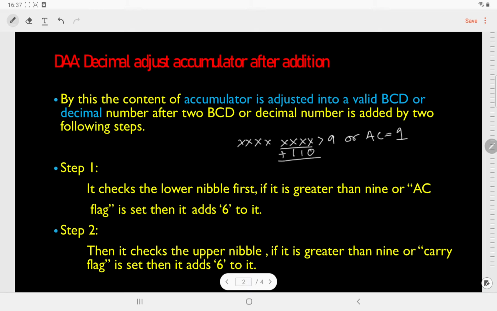In the second step, it checks the upper nibble in a similar fashion. That is, it checks whether the upper nibble is greater than 9 or the carry flag is set. If so, then it adds 6 to the upper nibble. That means 0110 is also added to the upper nibble. So these two steps are followed in the DAA instruction.